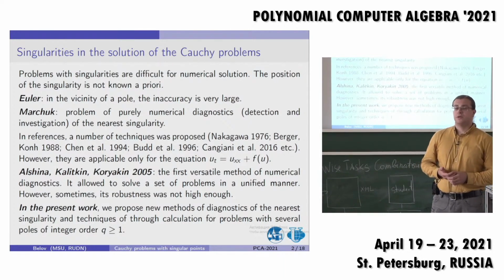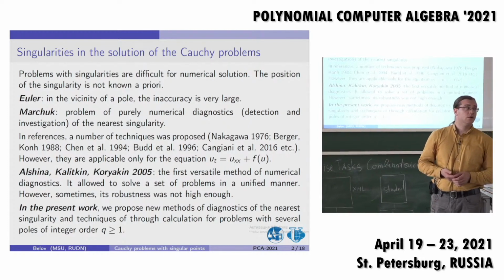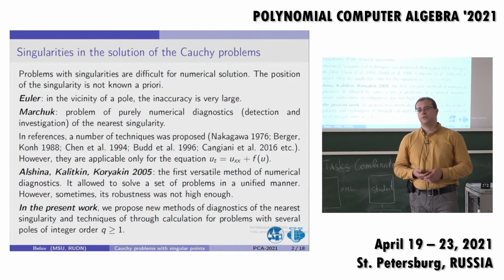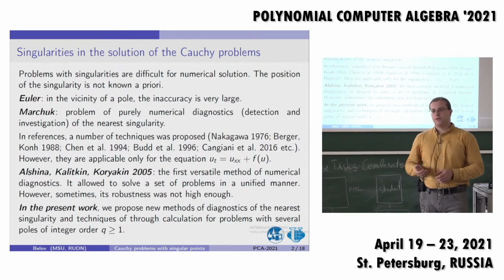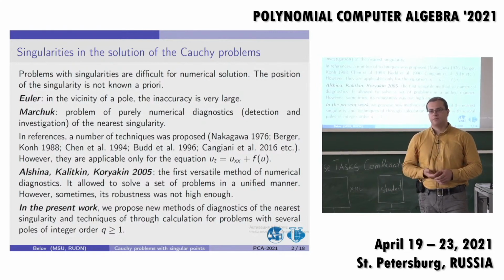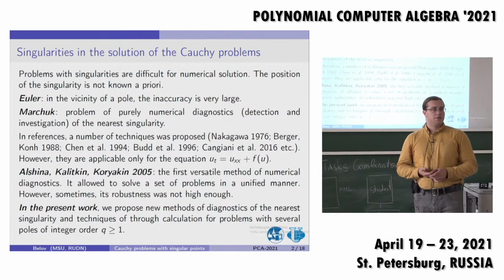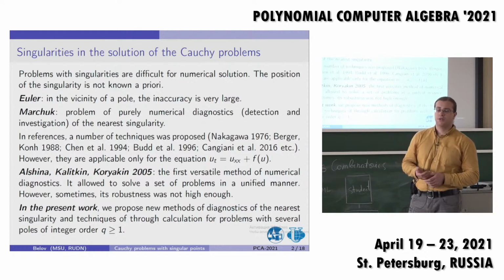Marchuk, at his seminar at the Institute of Computational Mathematics, Russian Academy of Sciences, stated the problem of purely numerical detection and investigation of singularities in the solutions of ODE. In references, quite a number of different techniques were proposed. They are focused on linear parabolic equations with nonlinear right-hand side. These techniques allowed improving the accuracy of the difference scheme near the singularity, but they did not allow investigating the properties of the singularity. The first versatile technique of numerical investigation was proposed in 2005 by Alshina, Kalitkin, and Koryakin.